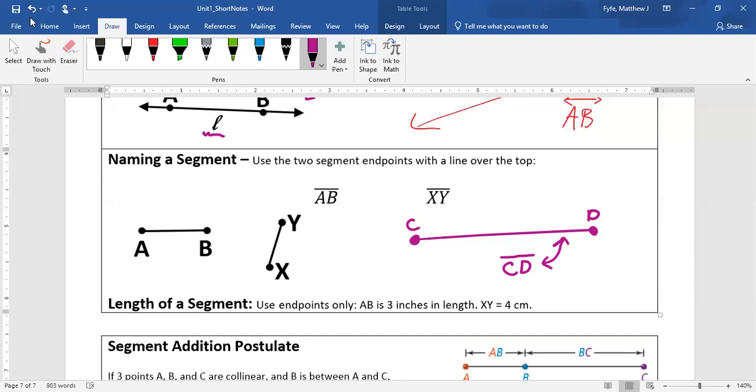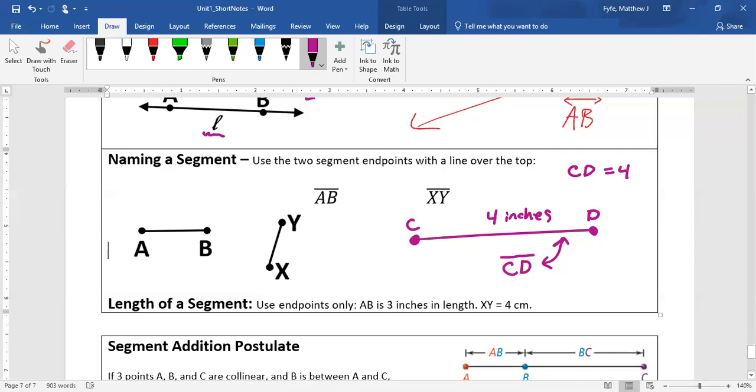Finally, if we're talking about the length of a segment, this segment might be something like 4 inches long. If we're talking about the length of the segment, we would say CD equals 4. So if you're going to put it in an equation, you no longer put the line over top of it. Okay? You no longer put that line over top of it. You just say CD is 4.